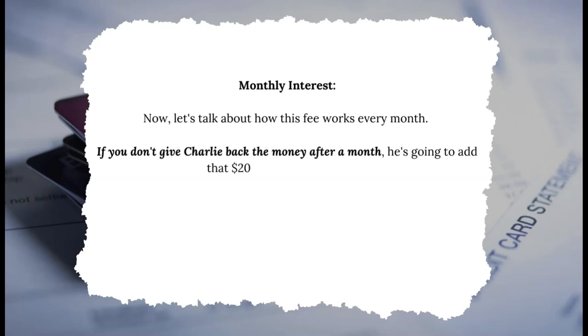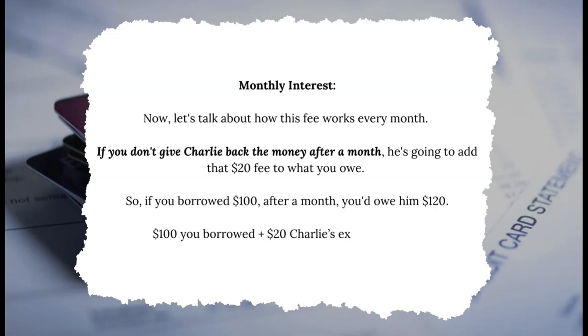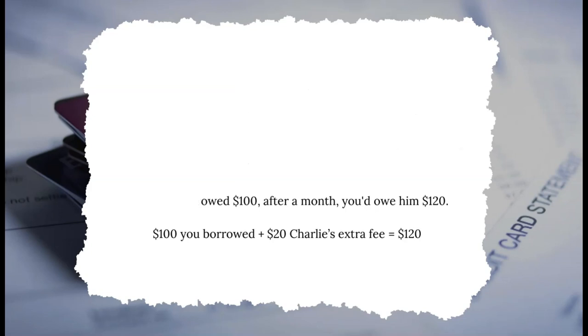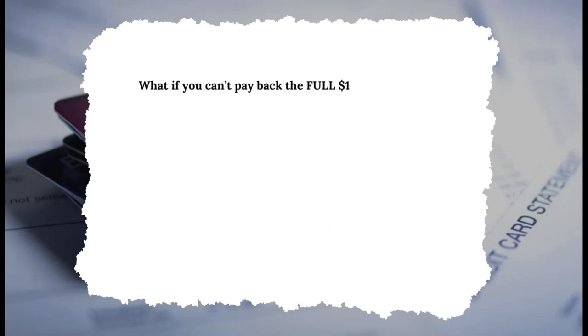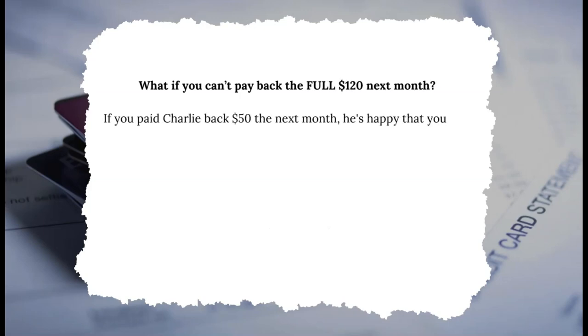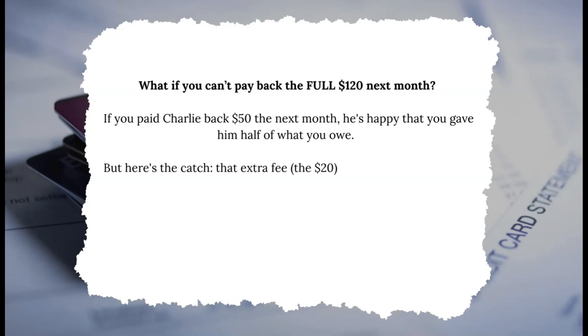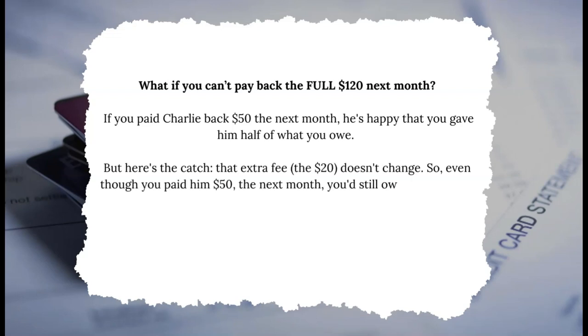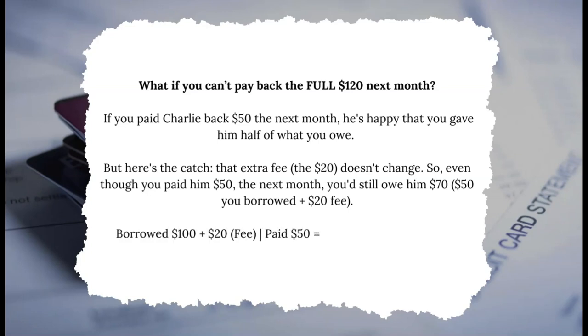Now again, if you don't give Charlie back the full $100 you borrowed at the end of the month, he's going to add that $20 fee. So if you borrowed $100, after a month you'd owe him $120. The $100 you borrowed plus his $20 fee is where you get the $120. If you're not able to pay him back the full $100 at the end of the month, let's say you can only pay him back $50 the next month, he's happy that you gave him half the money. But here's the catch: that extra fee is now going to kick in. So even though you paid him $50 the next month, you're now going to owe him $70, the extra $50 that you borrowed plus his $20 fee.